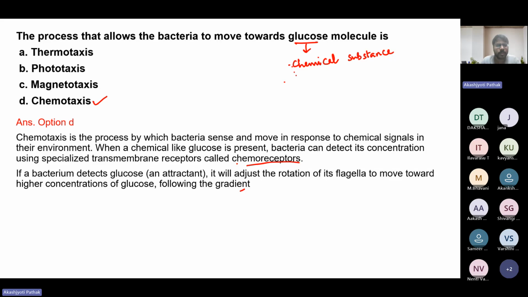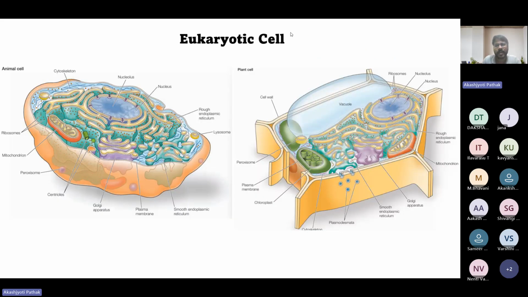So let's move on. Now, in eukaryotic cells, we mainly learn about two types: the animal cell and the plant cell. This figure has been taken from the Cooper Cell Biology textbook. You must have read these classical textbooks in your BSc and MSc. This is the figure of an animal cell, and on the right is the figure of a plant cell. The most striking difference is the cell wall. The cell wall is present in the plant cell, while it is absent in the animal cell.